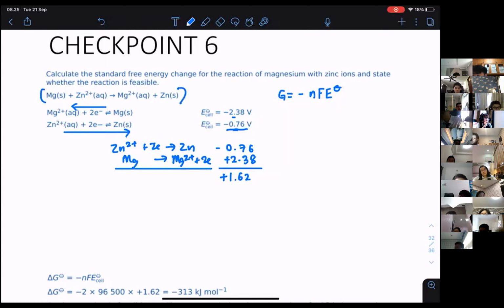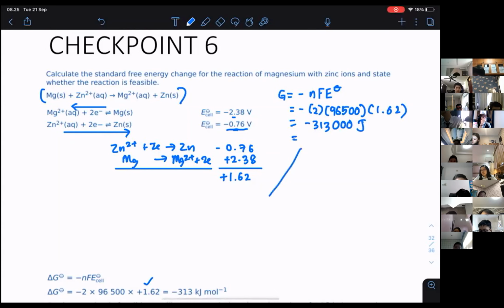So I know that the number of moles of electrons involved in this particular equation is 2 electrons, 2 moles. So when I apply, it's negative, this is 2, F is 96500, and the E value is 1.62. If you use that, you will get negative 313, and it's supposed to be in joule. But here in the answer, they have simplified to kilojoule. Anyway, if you calculate, you will get this.